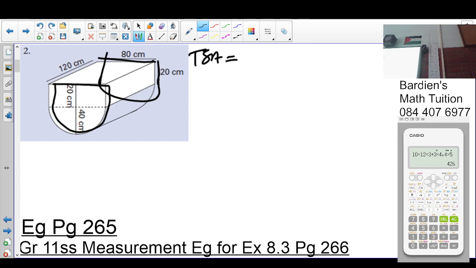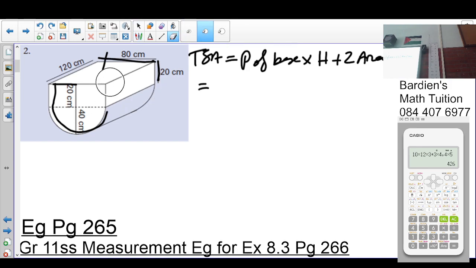So if I make that my base, then I can apply the rule that says perimeter of base times height plus twice area of base. So that will work here. As long as the base and the top is the same, then you will be able to use that formula as it is. So if you look at this base, the perimeter of this base, if I start here, I must add that first.